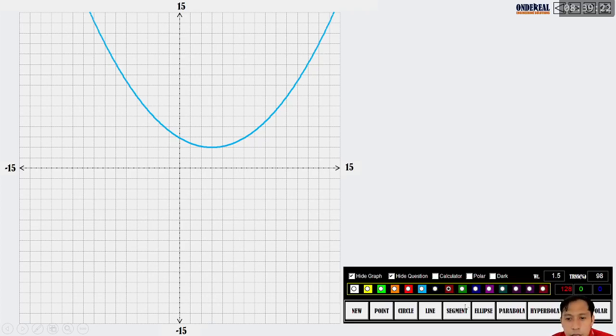Dapat it's a parabola that has its center at 3, negative 2, no? 3, negative 2. And the p is 2.5, then it's downward. Ito pala dapat, no?